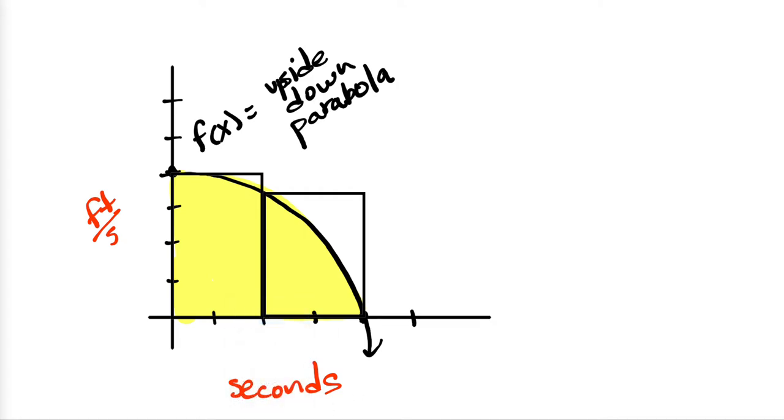Area of the first rectangle is approximately what? 8. Oh, actually, no, that one's going to be exactly 8, right? So we'd have 4 times 2. Second rectangle looks like about 3.5-ish times 2.